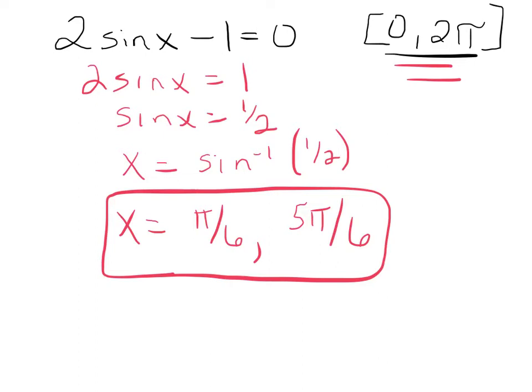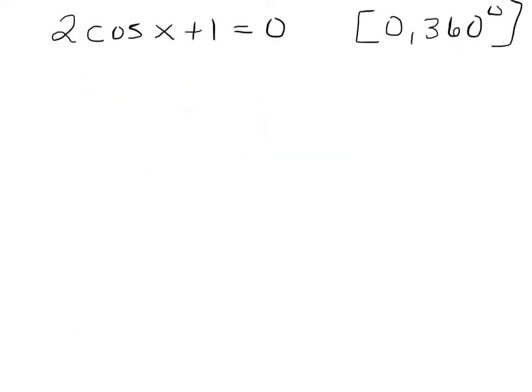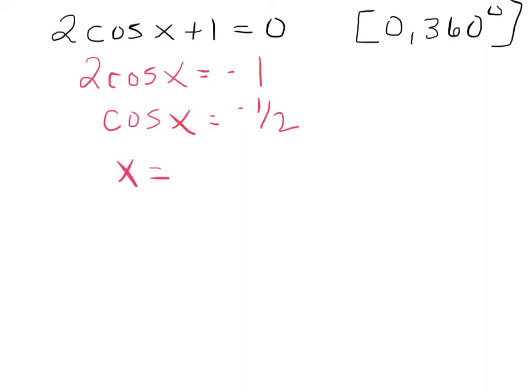Okay. Let's move on. 2 cosine of x plus 1 equals 0. This time our restriction is from 0 to 360 degrees. So now we're going to be able to give our answer in degrees because that's how the restriction was set up. So again, we want to start by isolating the trig function. So we'll take 2 cosine x equals negative 1. So cosine of x is negative 1/2. So x would be the arc cosine or the inverse cosine, however you prefer to write it. You'll probably see both, of negative 1/2.